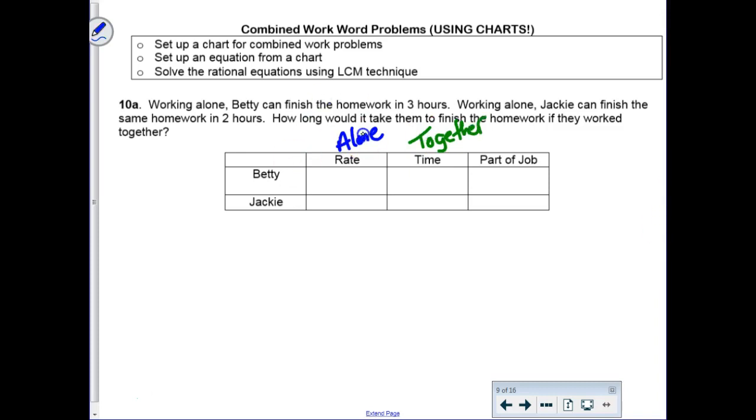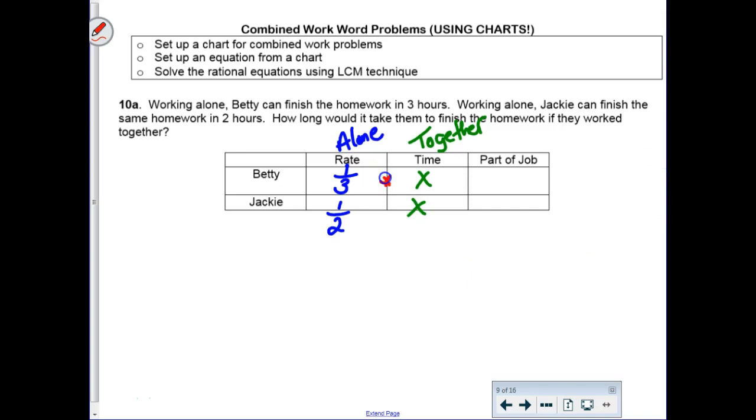So Betty can finish homework in 3 hours, so one job in 3 hours. Jackie can do the same amount of homework in 2 hours. How long would it take them if they work together? Well, that'd be cheating, so you shouldn't do that. But let's call it x.